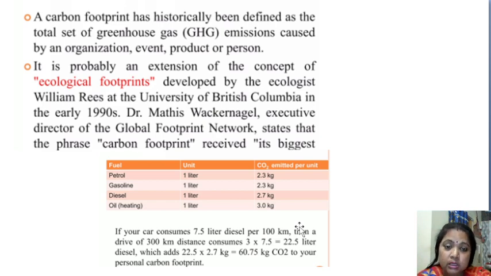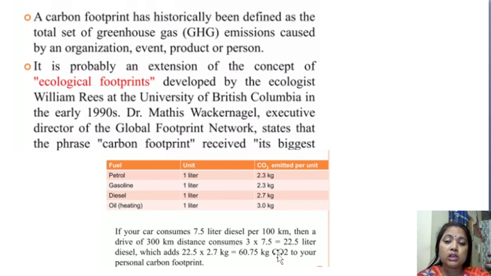So calculate: if your car consumes, for example, 7.5 liters of diesel per 100 kilometers, then a drive of 300 kilometers, suppose, consumes 3 into 7.5, isn't it?